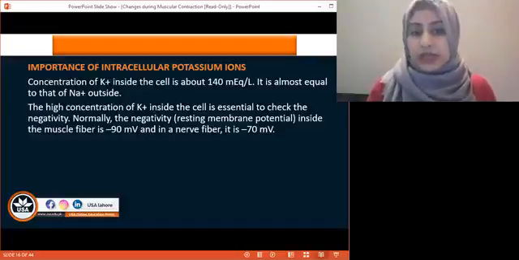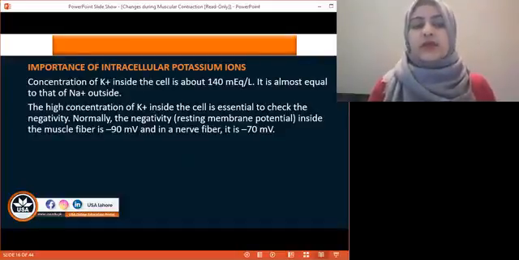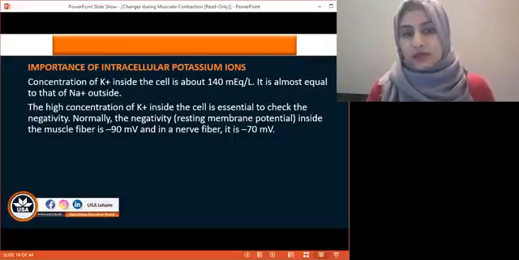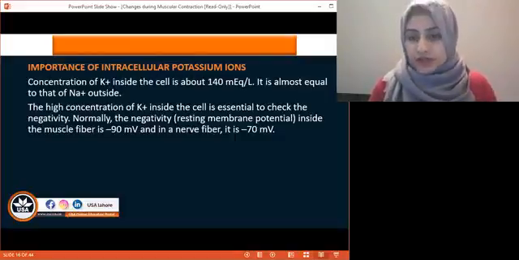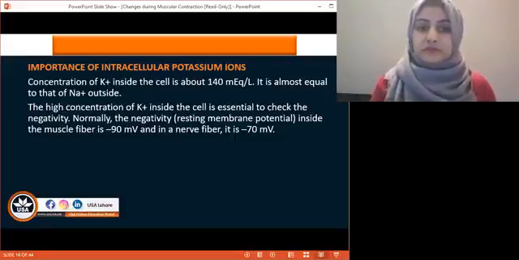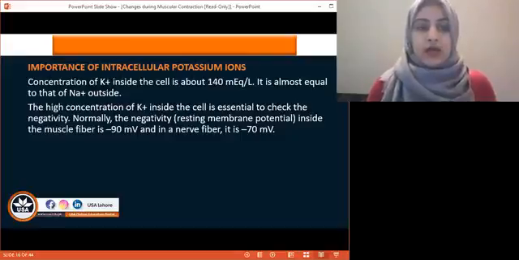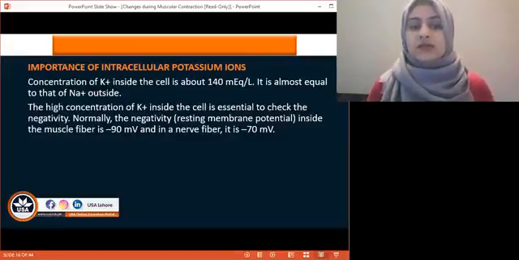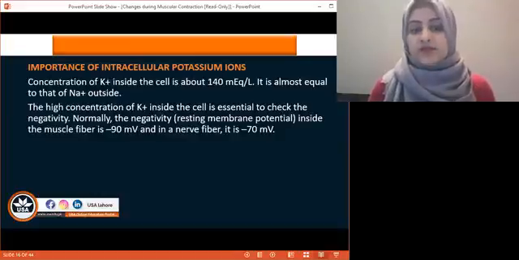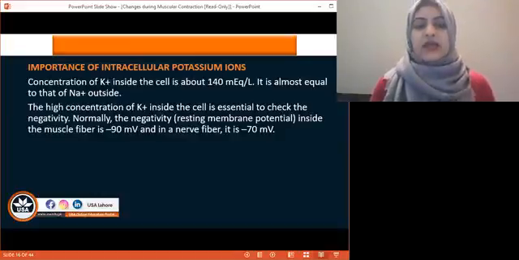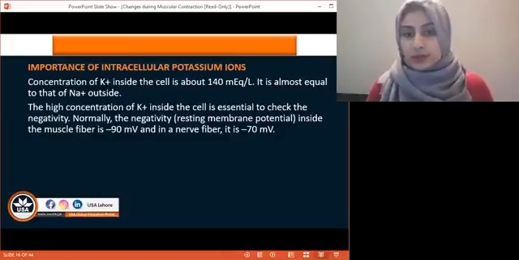Normally, the negativity inside the muscle fiber is minus 90 millivolts, and in a nerve fiber it is minus 70 millivolts. So this concentration is responsible for the maintenance of the negativity, keeping it at minus 90 millivolts inside the muscle fiber and minus 70 millivolts inside the nerve fiber.